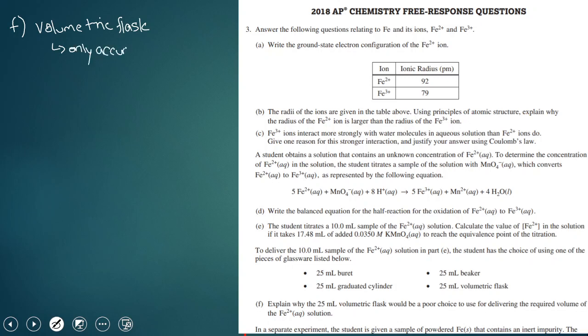only accurate for 25 ml samples. And so it'd be inaccurate for 10. So that's all that they were looking for. You don't need to actually draw out a volumetric flask or explain why it's inaccurate. You just have to know that fact.